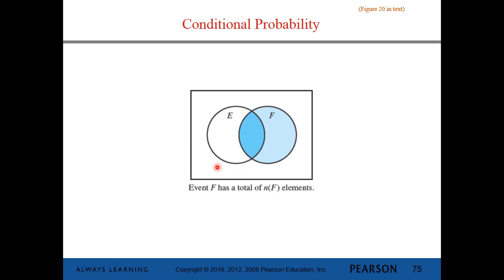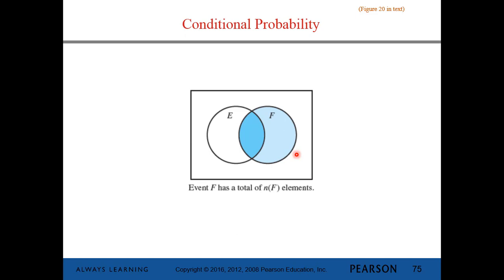Before the information, the probability of E would be the number of elements in E divided by the total number of elements in the entire sample space. But as soon as I ask, what's the probability of E given that I know F has occurred, what happens to the sample space? I'm not interested in everything in the sample space. I'm only interested in those outcomes that result in F, because I know F has occurred. So I know it has to be one of these outcomes inside F. With me so far?